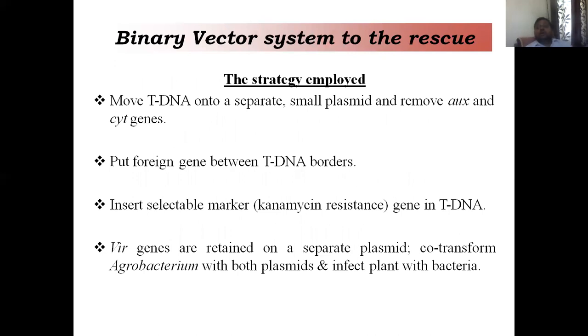So then they devised a binary vector system to overcome these problems. And this is where Agrobacterium-mediated plant transformation actually got initiated.